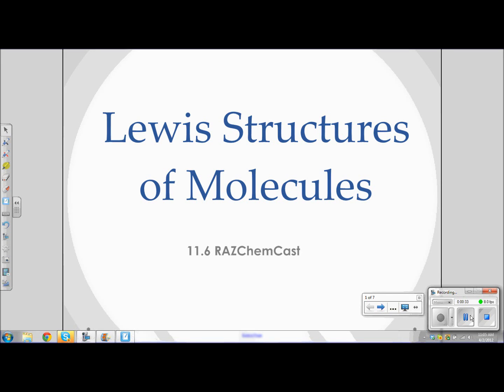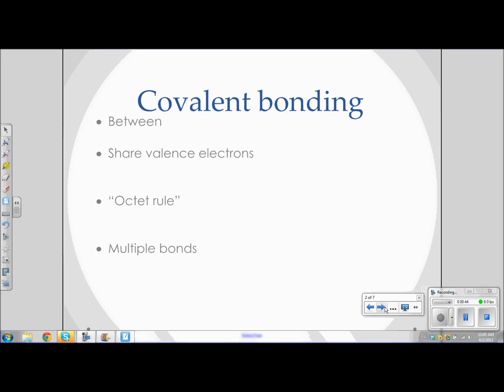Today we're going to learn about Lewis structures. Specifically, we're going to learn about Lewis structures of molecules. All right, remember that covalent bonding is between two nonmetals.